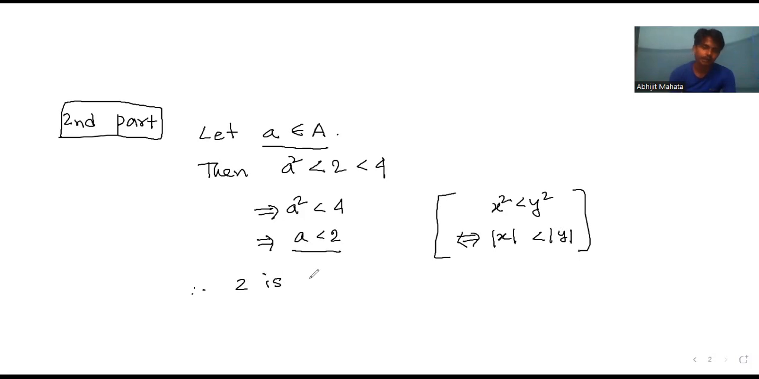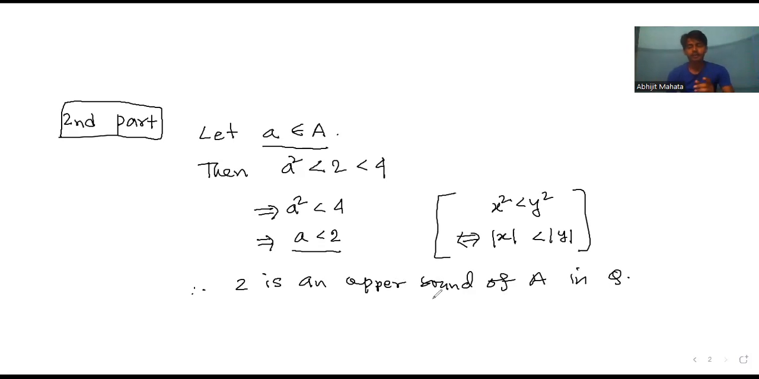2 is a rational number and is an upper bound of the set A inside Q. One thing is clear: any rational number greater than 2 is also an upper bound of the set A, right? Okay.